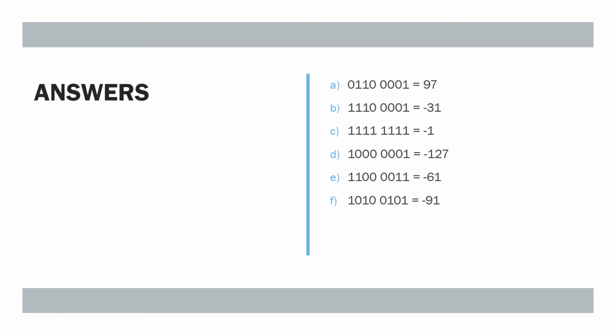So here are the answers. As you can see, a 2's complement number that begins with 0 is always a positive number, but if it begins with a 1, it's always a negative number. In any 2's complement number, a number that's composed entirely of 1's always represents -1.